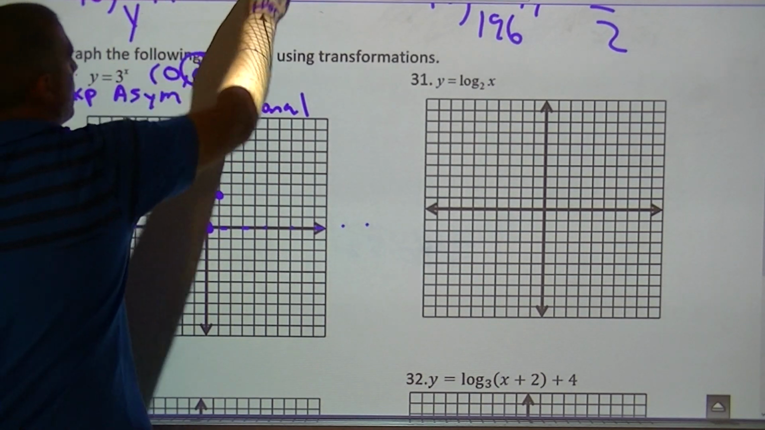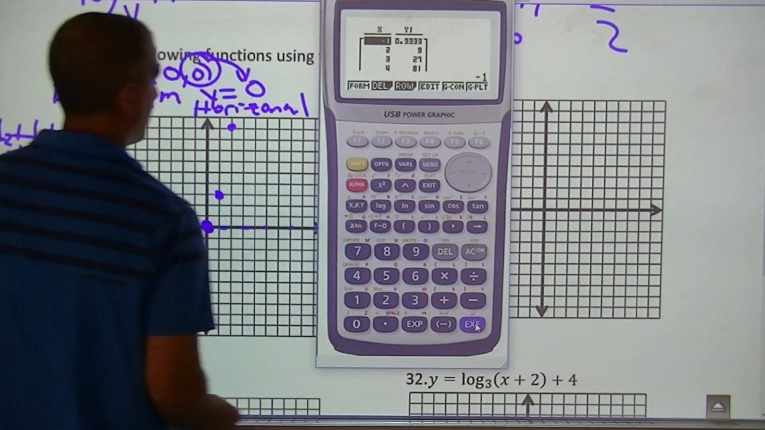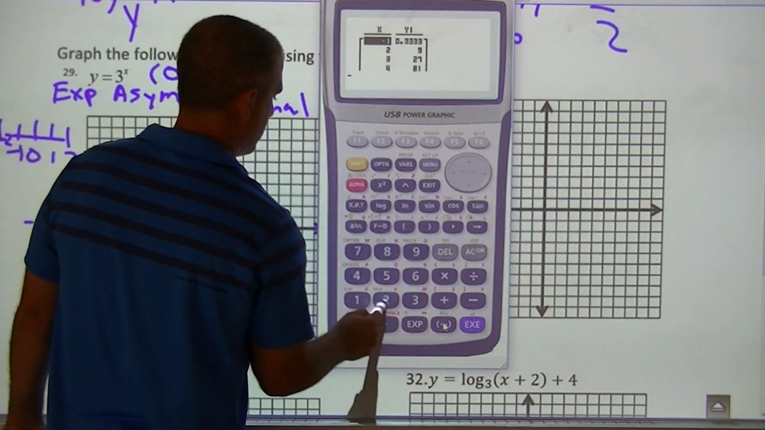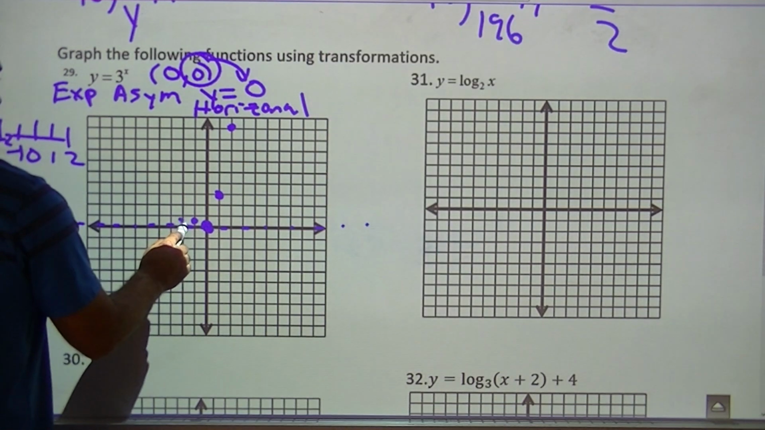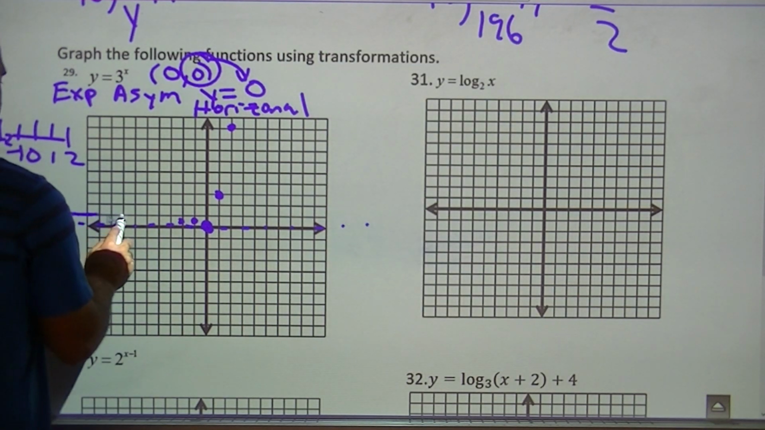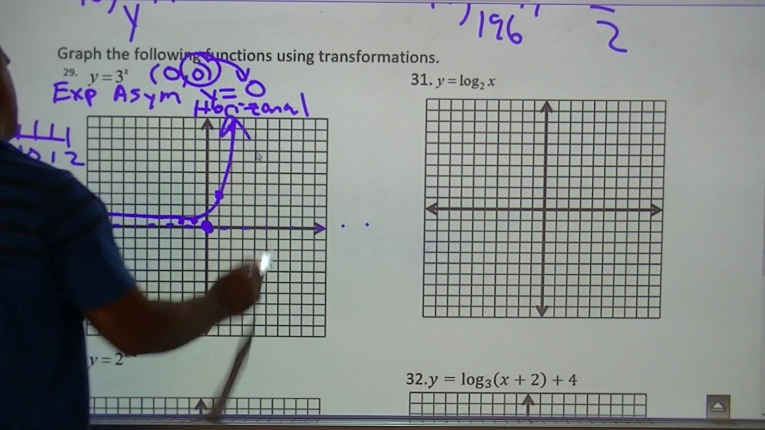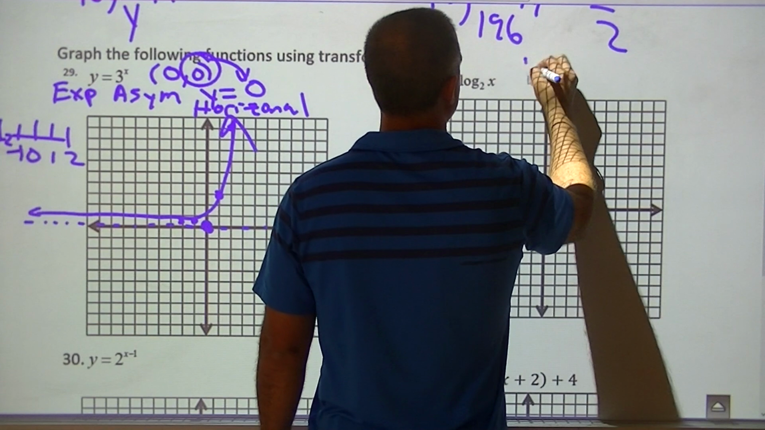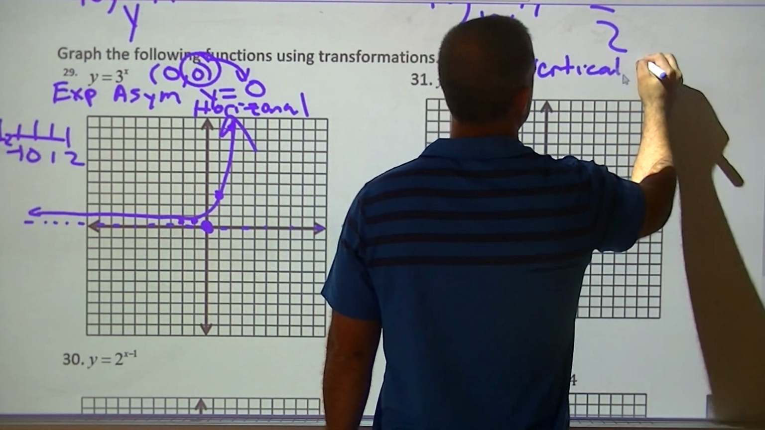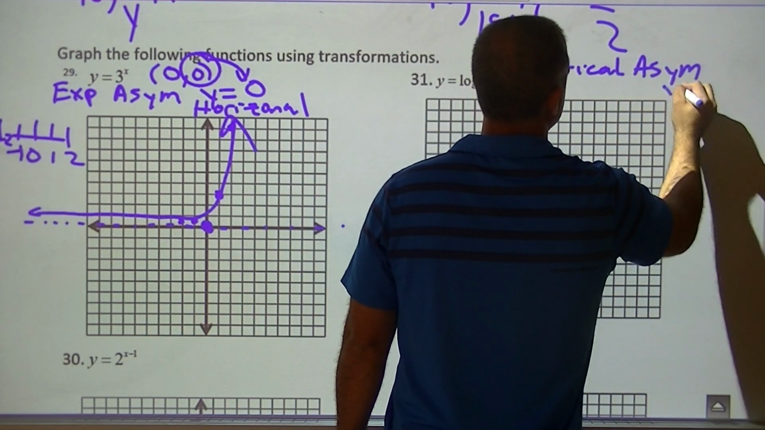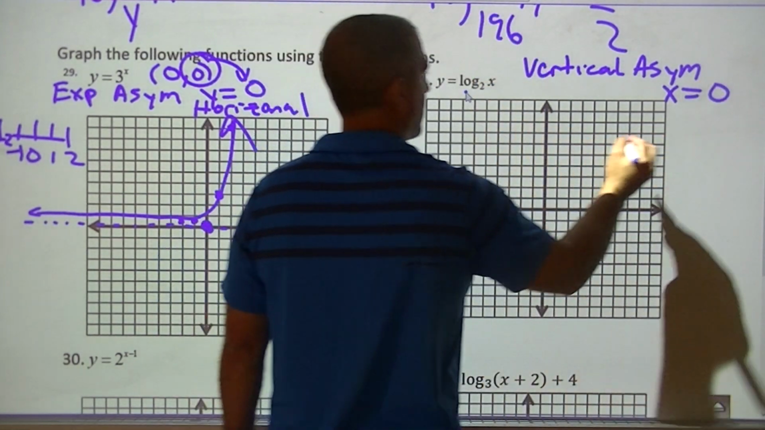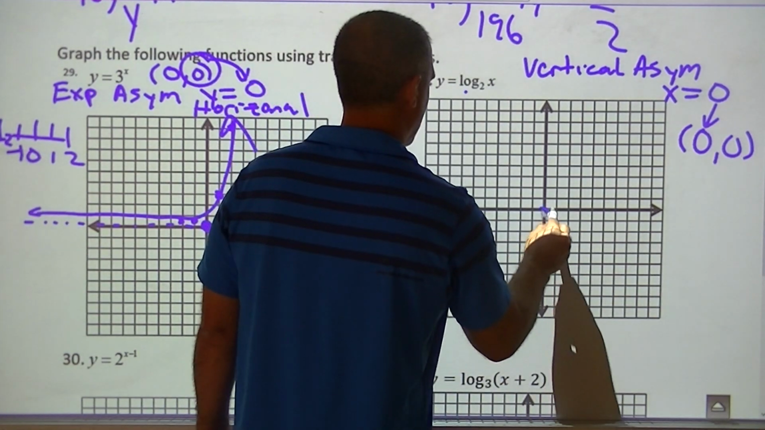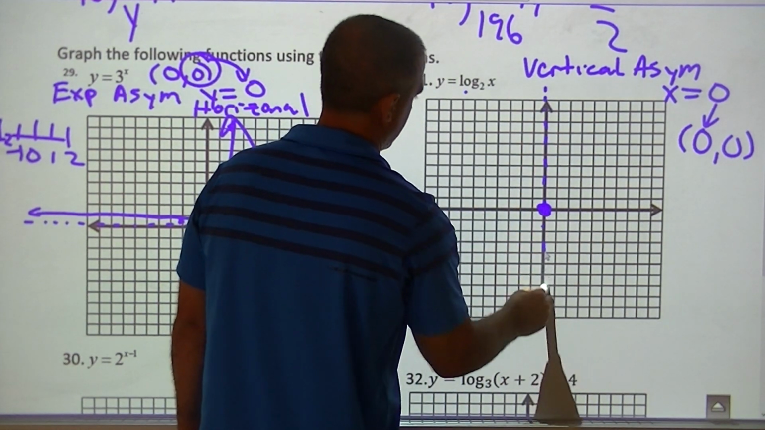Then I'm going to graph negative 1, which is like 0.3. And then I'm going to graph negative 2, which is almost touching it. Not quite. So what my graph looks like, it hits those points and goes right up through. For log, I've got a vertical asymptote. That is x equals 0. Now, my anchor point here is 0, 0. That's why that one matches. So our vertical asymptote goes this way.